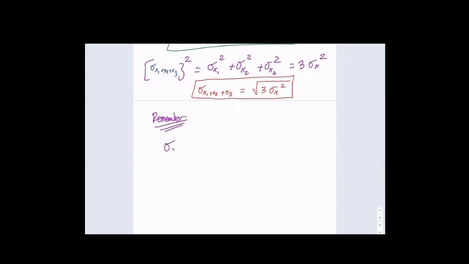if I have the standard deviation of x plus y minus some constant c, I want to first and foremost note that this is equal to the standard deviation of x plus y. The constant doesn't do anything. So when you're doing it, you go, okay, the constant doesn't matter. I'm going to remove that, because the standard deviation of x plus y minus a constant is going to be the standard deviation of x plus y.